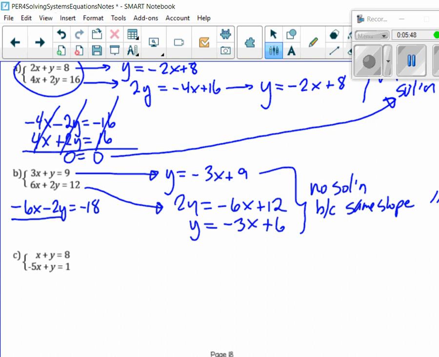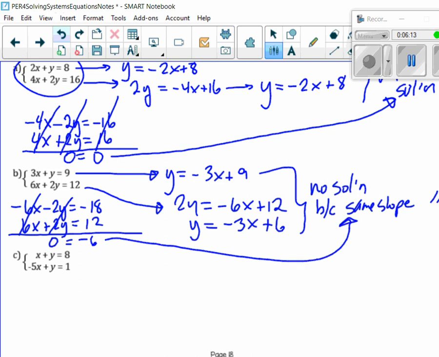Whoops, I don't need a line there. And then I have 6x plus 2y equals 12. Now what happens when I add them up? Well, the left side all cancels and I get 0. But what happens to the right side? Negative 6. And can 0 ever equal negative 6? No. So when you get something like that, that's the indicator that it's no solution.